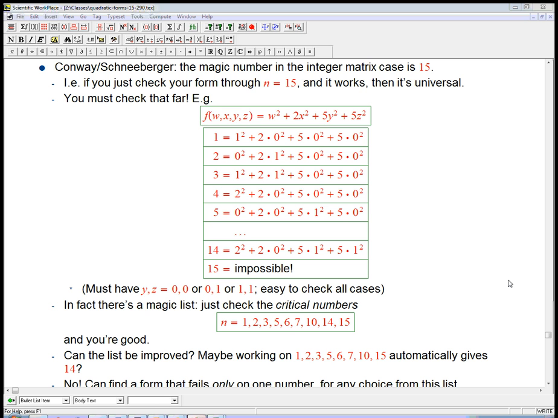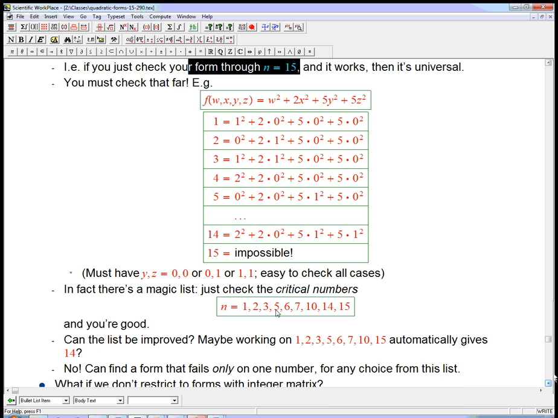Let's finish up this series on 15 and 290. We've got to the point where we know that to test whether a quadratic form, a positive definite integer matrix quadratic form, is universal, you just check your form through n equals 15. Well, in fact, you can even sharpen it up a little bit. There's actually a magic list that you just have to check, these critical numbers.